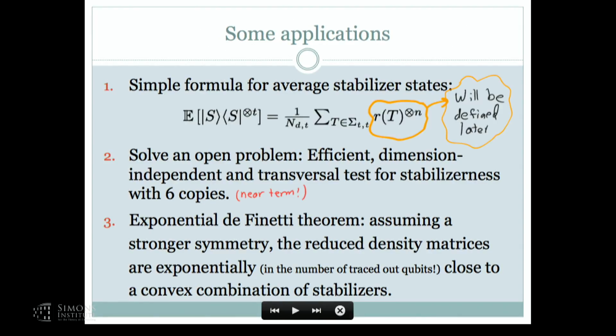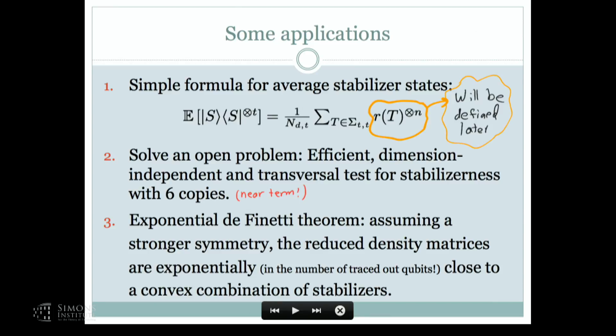As a motivation, I'm just going to give you a list of applications, and tell you how it works. The first application is, as I promised, a simple formula for the average of tensor powers of stabilizer states, in terms of some R(T) operators, which are in the commutant, and I will define for you later. These are the geometric objects I was talking about.